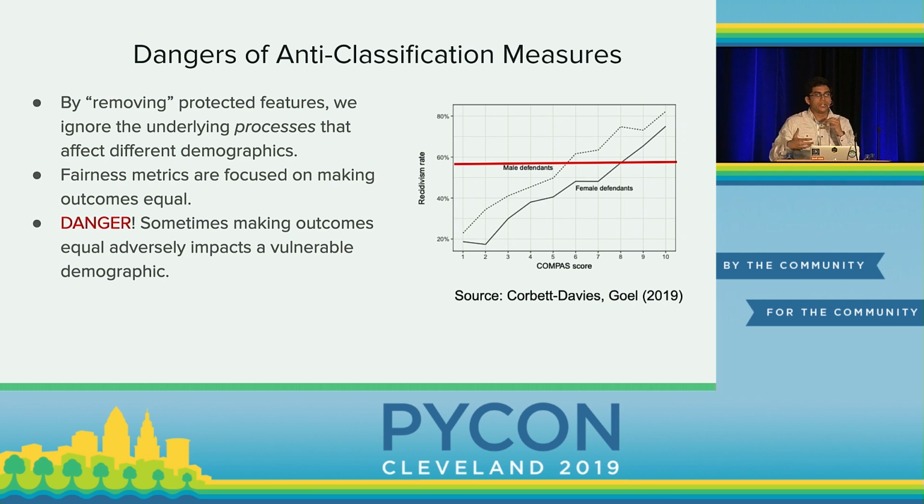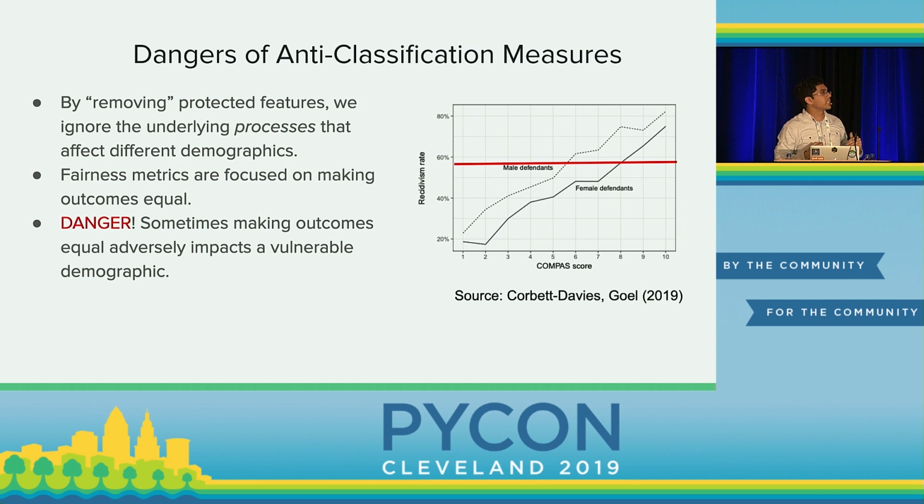Like, what's the likelihood you will commit a crime if we release you? And the thing is that for the same score, male defendants are more likely to reoffend than female defendants. So if you ignore gender in this case and sort of average the two lines, you get that average line that's higher than the female defendant rate.